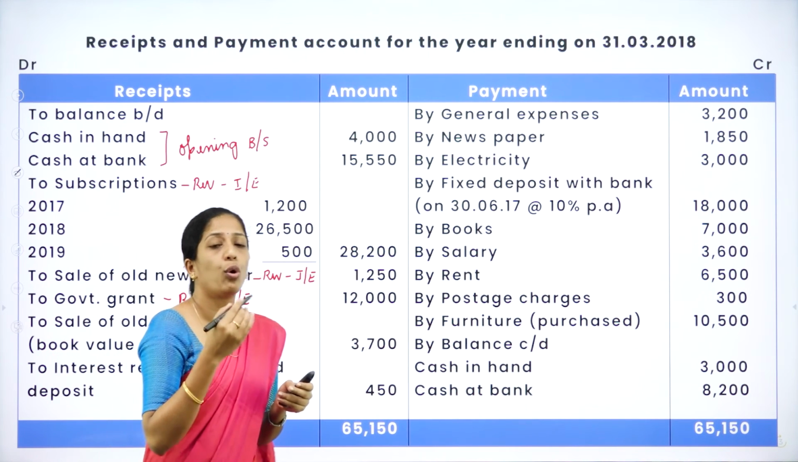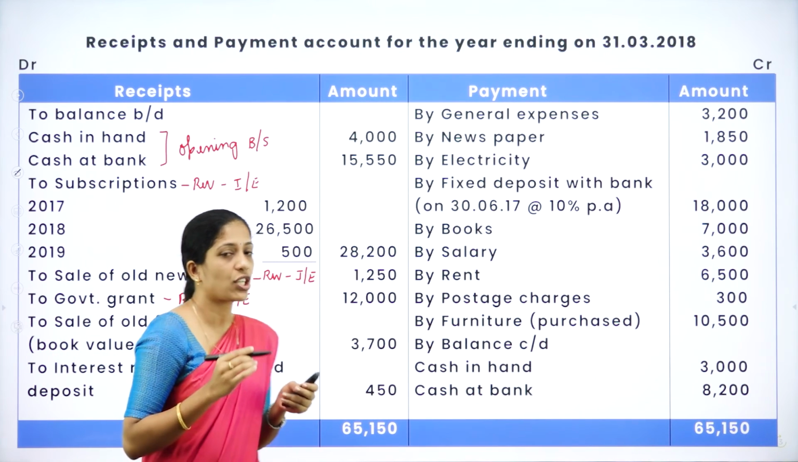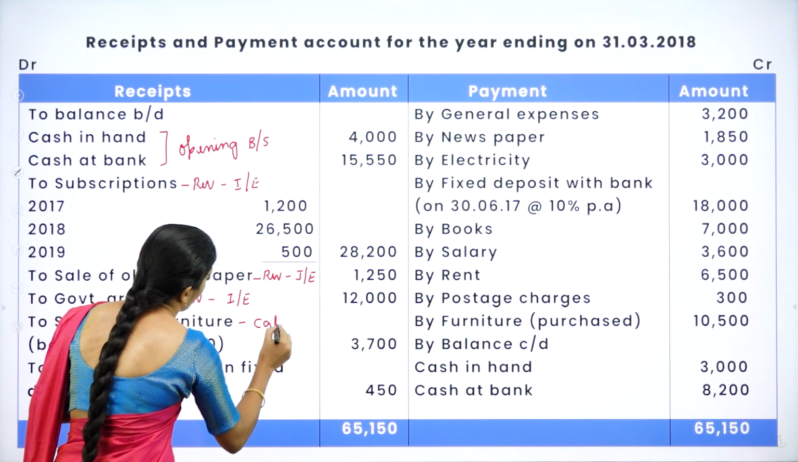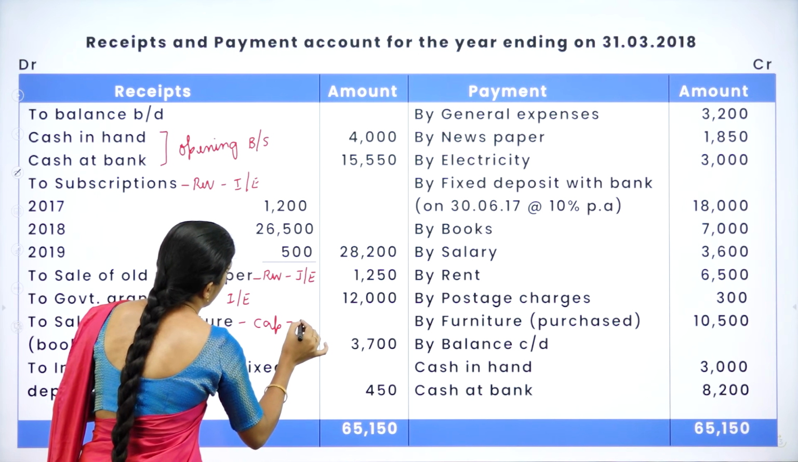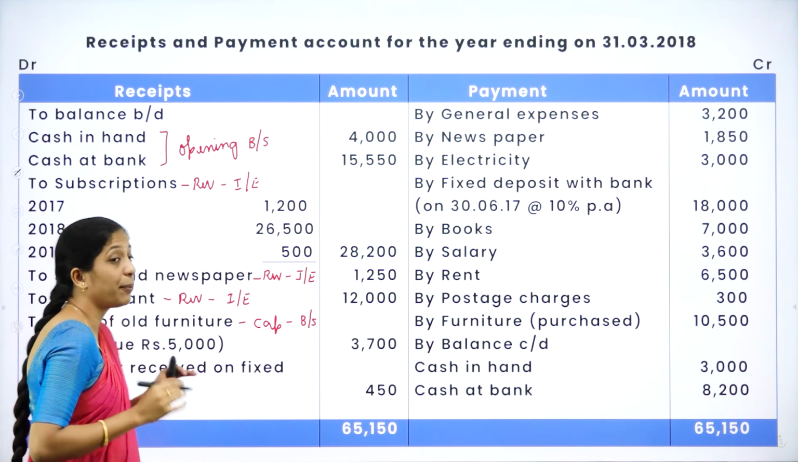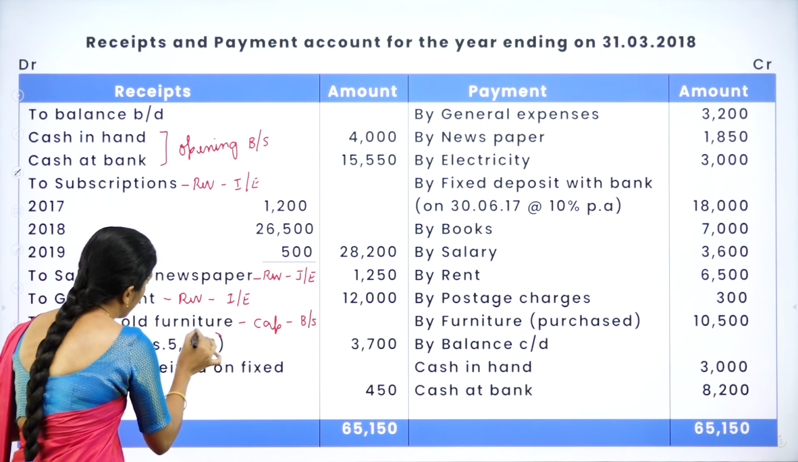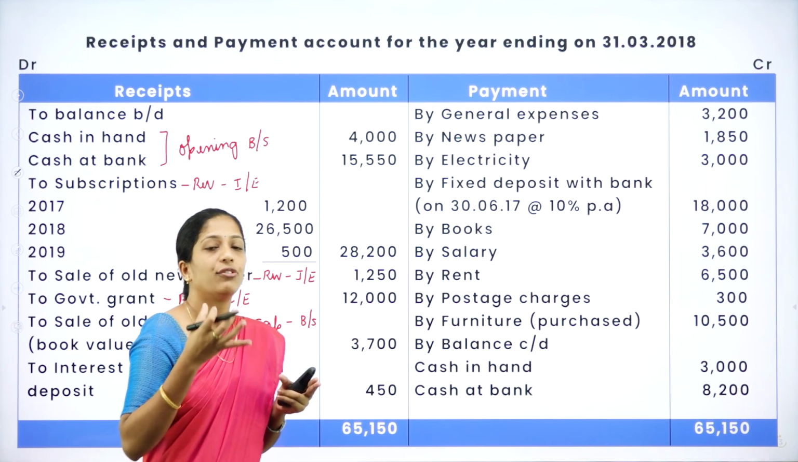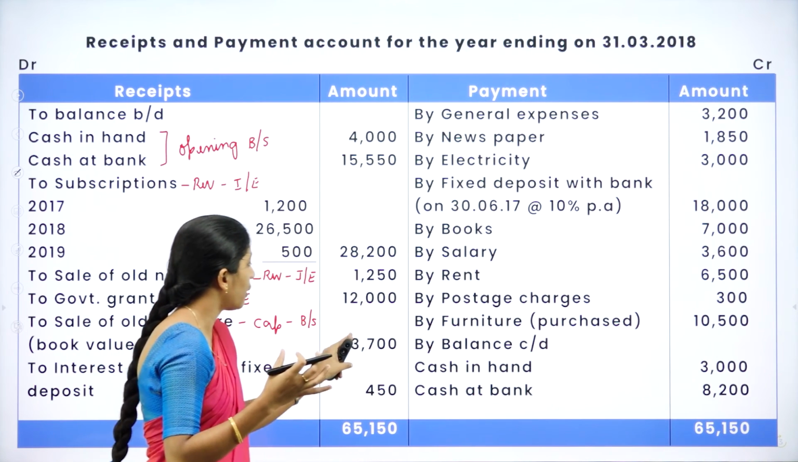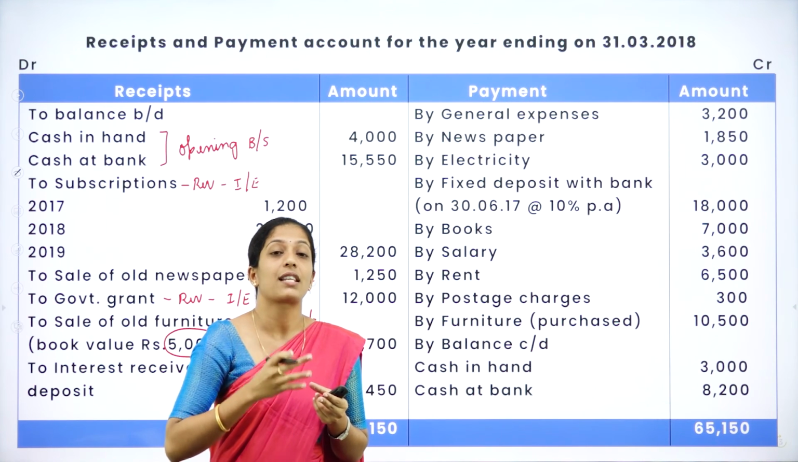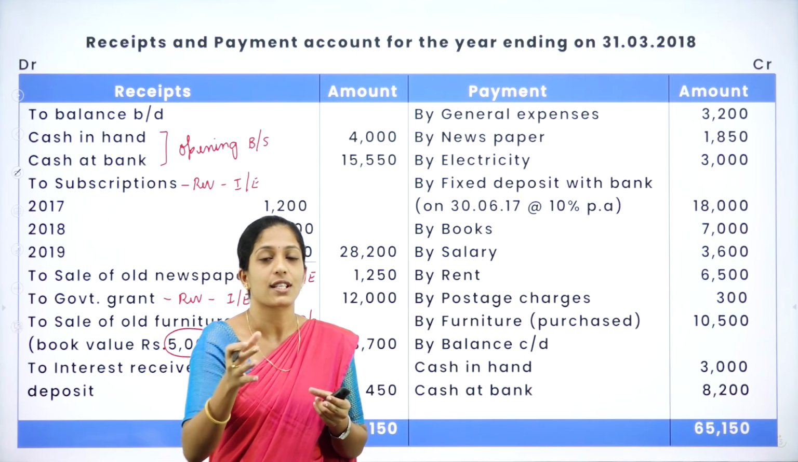Next, the sale of old furniture. Furniture is what? It's a fixed asset, so it is a capital item. So where are we going to record it? Capital items are recorded in the balance sheet, but they have given the book value. Now why have they given the book value? Rupees 5,000. So 5,000 worth of furniture has been sold for how much? 3,700.